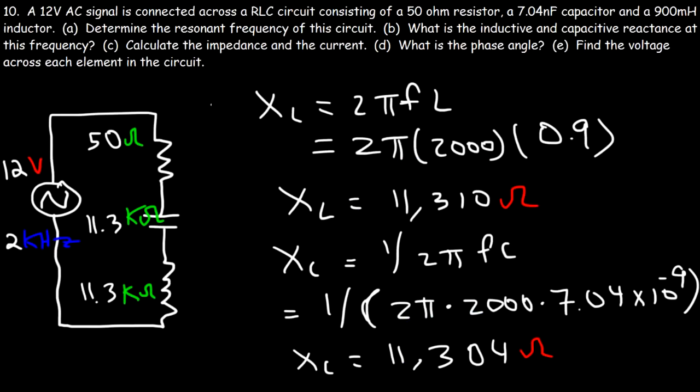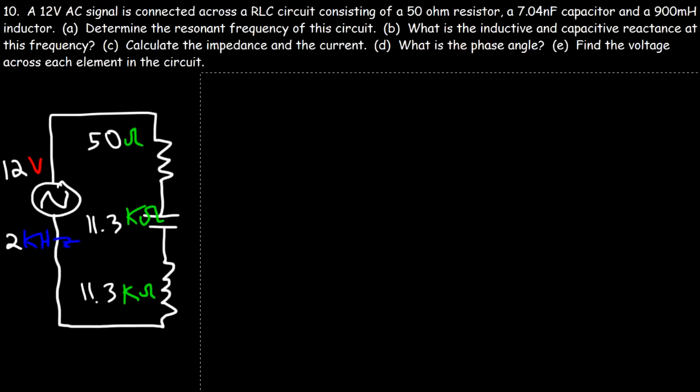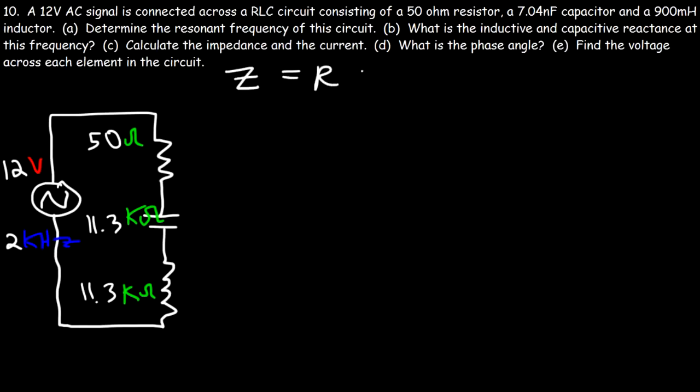Now what about part C? What is the impedance and the current in the circuit? At the resonant frequency, the impedance is equal to R. So it's going to be 50 ohms. And here's how you know.